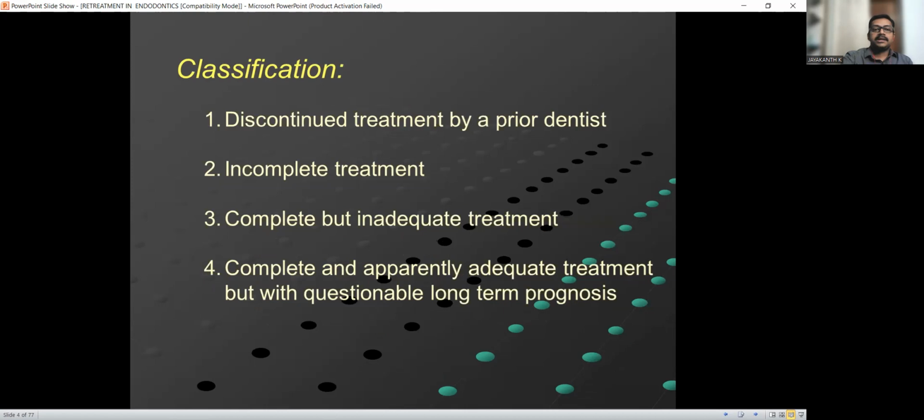Coming to the classification, the first is discontinued treatment by a prior dentist. Second, incomplete treatment. Third, complete but inadequate treatment. Fourth, complete and apparently adequate treatment but with questionable long-term prognosis.